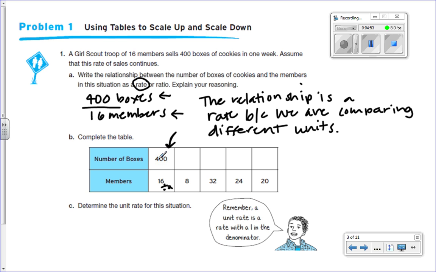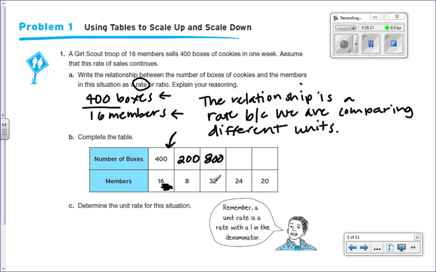So therefore, we would divide by 2 using 400. 400 divided by 2 would give us 200. The next one, we're going from 16 to 32. Well, 16 times 2 gives me 32. Therefore, 400 times 2 gives me 800. This is an example of scaling up.